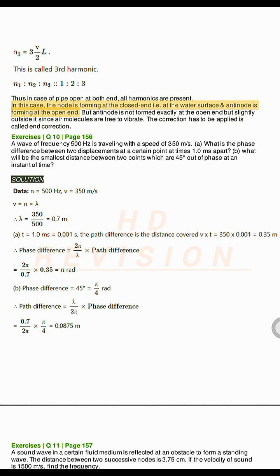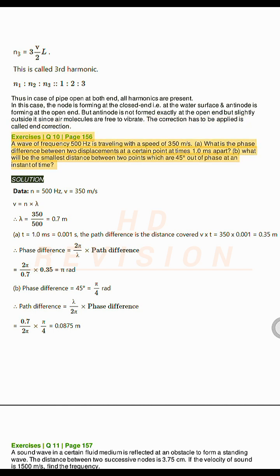In this case, the node is formed at the closed end, i.e. at the water surface, and the antinode is formed at the open end. But the antinode is not formed exactly at the open end but slightly outside it, since air molecules are free to vibrate. The correction that has to be applied is called end correction.